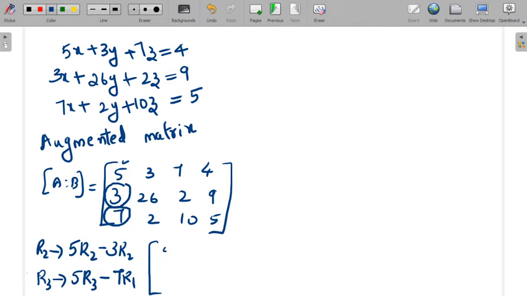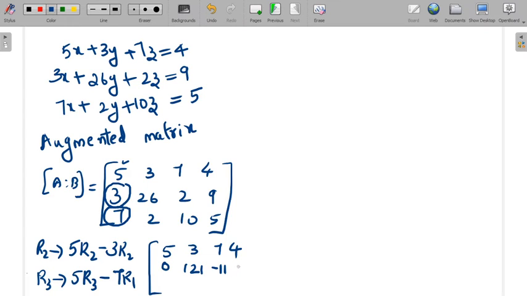So no change for R1. We get 5 3 7 4. R2 is 0. 5 into 26 is 130. 130 minus 9 is 121. 10 minus 21, we get minus 11.